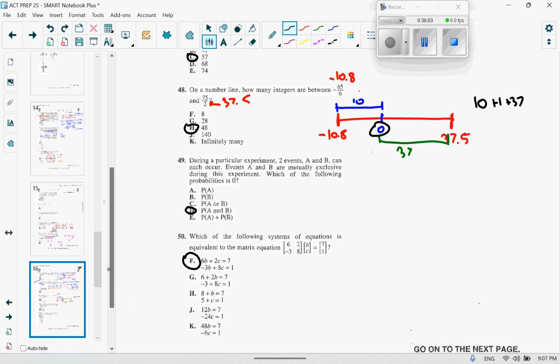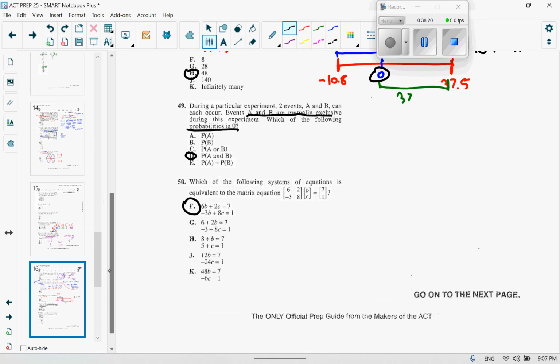Let's see, during a particular event, A and B are mutually exclusive, so which is probably 0? The 0 would be both of those things happening at once. Mutually exclusive means they cannot happen at the same time. Therefore, D, probability of A and B, would be 0.